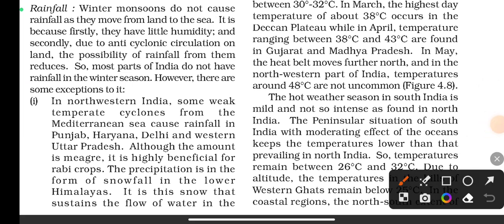Not in winter monsoons, yes. In northwestern India, some weak temperate cyclones form from the Mediterranean Sea and cause rainfall in Punjab, Haryana, Delhi and western Uttar Pradesh. So although the amount is meagre, it is highly beneficial for rabi crops. The amount is not very big, a very small amount of rainfall, but it's very helpful for rabi crops.